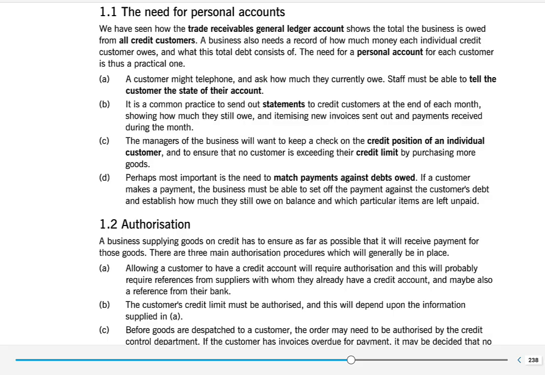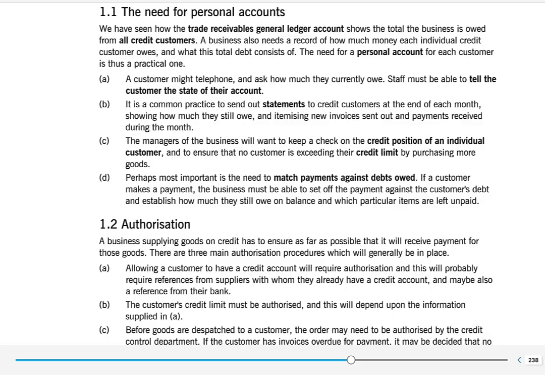Reason 3. Managers want to check the credit position of an individual customer. Credit position means the customer's situation in terms of how much they owe now, whether they are paying on time, and whether they are close to their credit limit. Managers need this information to make decisions, such as, should we allow this customer to place a new order on credit, or should we stop further credit until payment is received? So personal accounts support credit control. In exam language, you say, personal accounts help management monitor each customer's credit position and control credit limits.